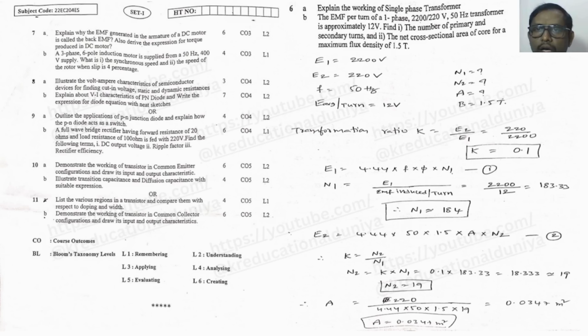Now, according to the given data, we find the transformation ratio. The transformation ratio K equal to E2 by E1 equal to V2 by V1 equal to N2 by N1 equal to I1 by I2. In this formula we take K equal to E2 by E1, so 220 by 2200, that is K equal to 0.1. We got the K value.